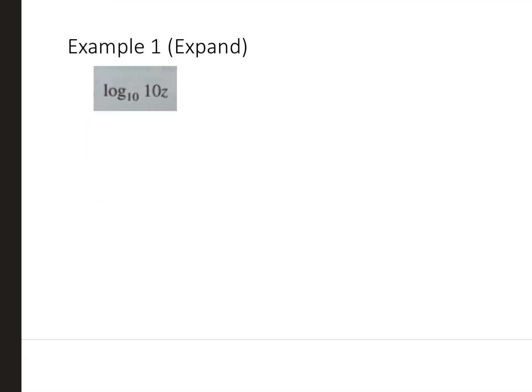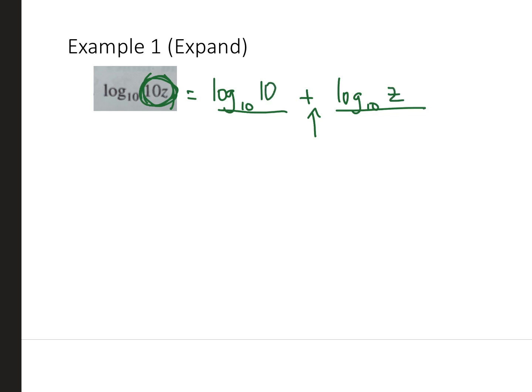Okay, so this is a picture out of the textbook. I'm trying to expand this. Since this is being held together with multiplication, when I expand it, I'm going to have two completely separate logs, held together with addition. Both of these logs are going to be base 10. Log base 10, log base 10. One of the two things being multiplied goes in the first blank, and the other goes in the second blank.